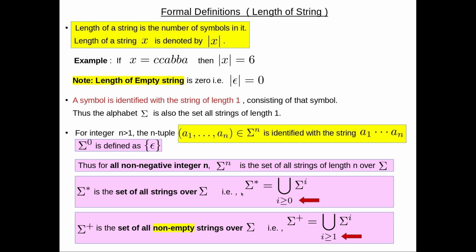Okay. Now we also sometimes use this notation, sigma plus. This is the set of all non-empty strings over sigma. That means we do not include the epsilon string, the empty string. So this union starts from i equal to 1.